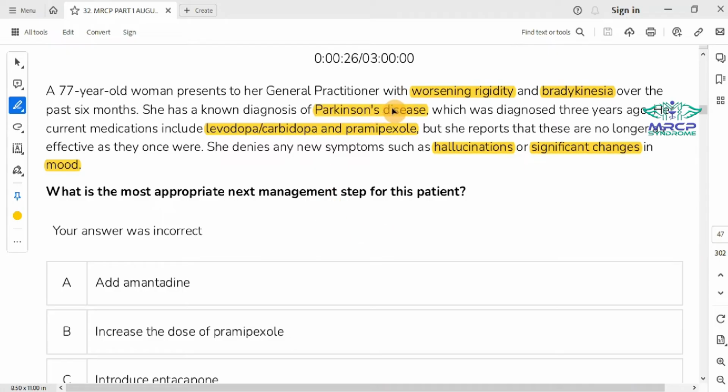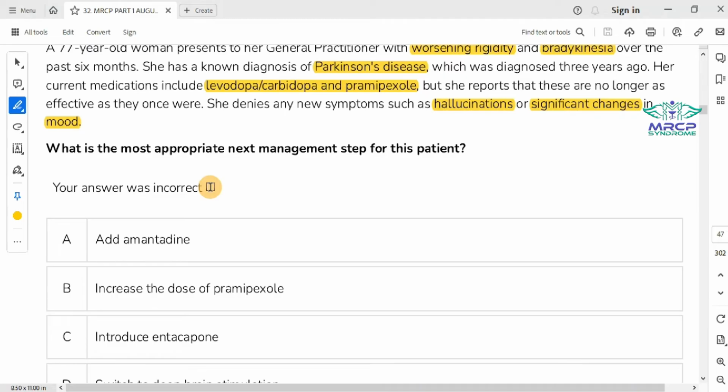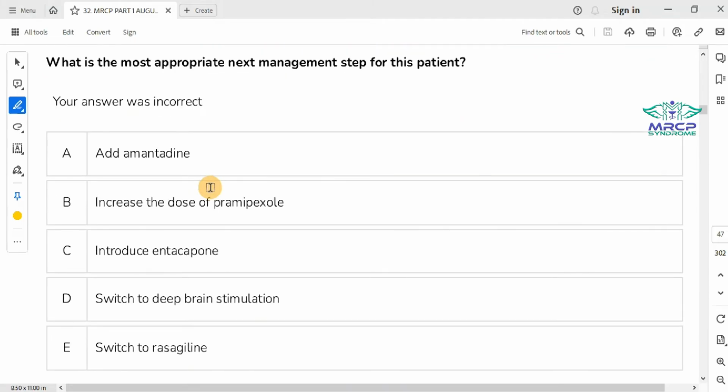So a Parkinson's disease patient not responding well to levodopa carbidopa combination and the pramipexole. So what is the most appropriate next step in the management? Introduce entacapone. Yes, we can introduce the entacapone. Mode of action of entacapone? COMT. This is the COMT inhibitor, catechol O-methyltransferase inhibitor.